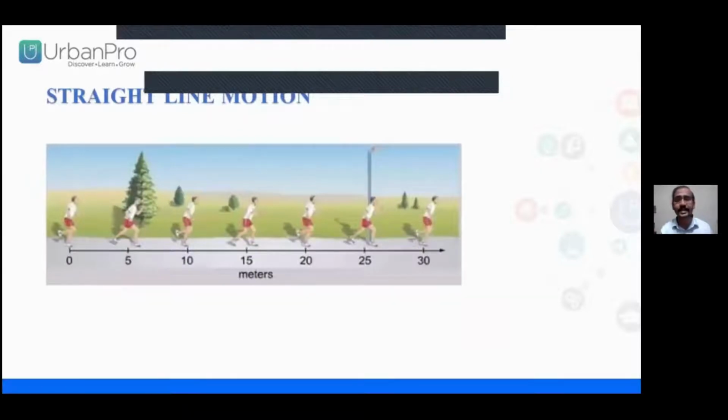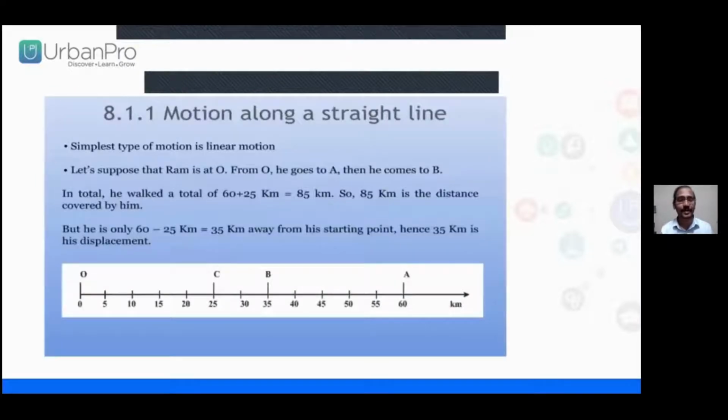Now, look at this figure. A person is running, starting from 0, and every 5 meters he is moving. There is no change in his direction. So this is straight line motion.